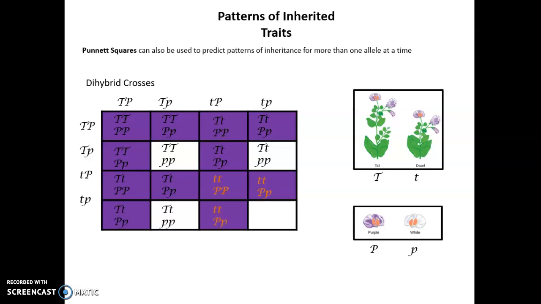So here's what we end up with as we go across. I have this one colored in white because this is going to be a tall white flowered pea plant.